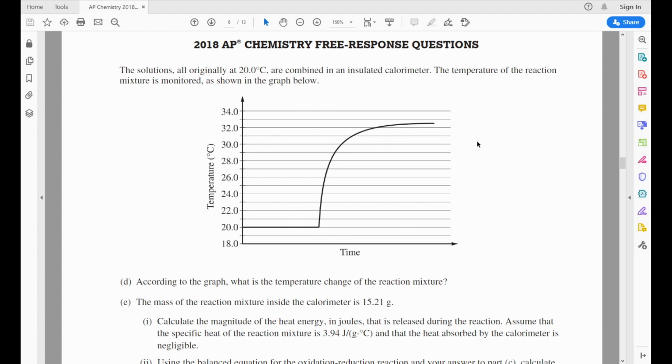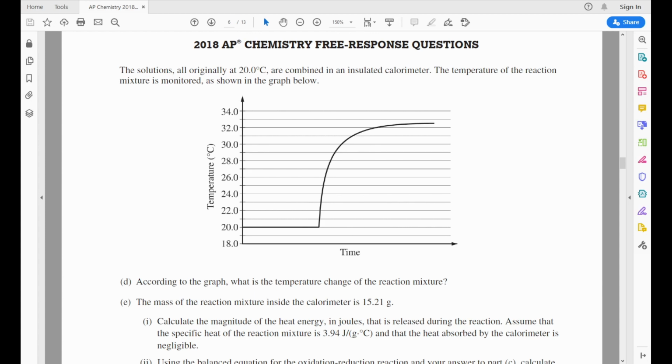Remember, you can estimate 1 decimal spot past the last line you have. This is 31, 32, 33, 34. The last decimal we have from our lines is the ones place, so we can estimate to the tenths. Then you need to find the difference. So it's 32.5 minus 20, or 12.5 degrees Celsius.